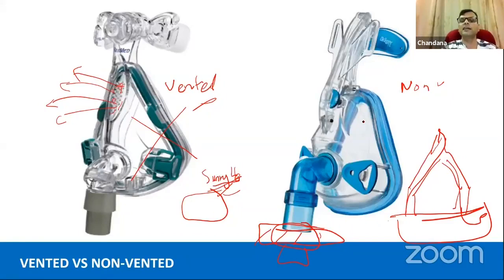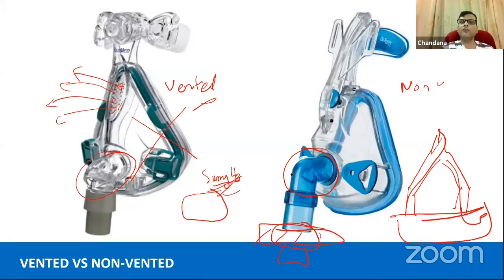So you don't need an exhalation port in this non-vented mask. Generally, the non-vented mask has a blue shoulder. The vented mask has a white shoulder, but it's not a compulsory thing. Sometimes I have seen certain masks with a white shoulder that are still non-vented masks. So it's extremely important to figure out which type of mask you are using.